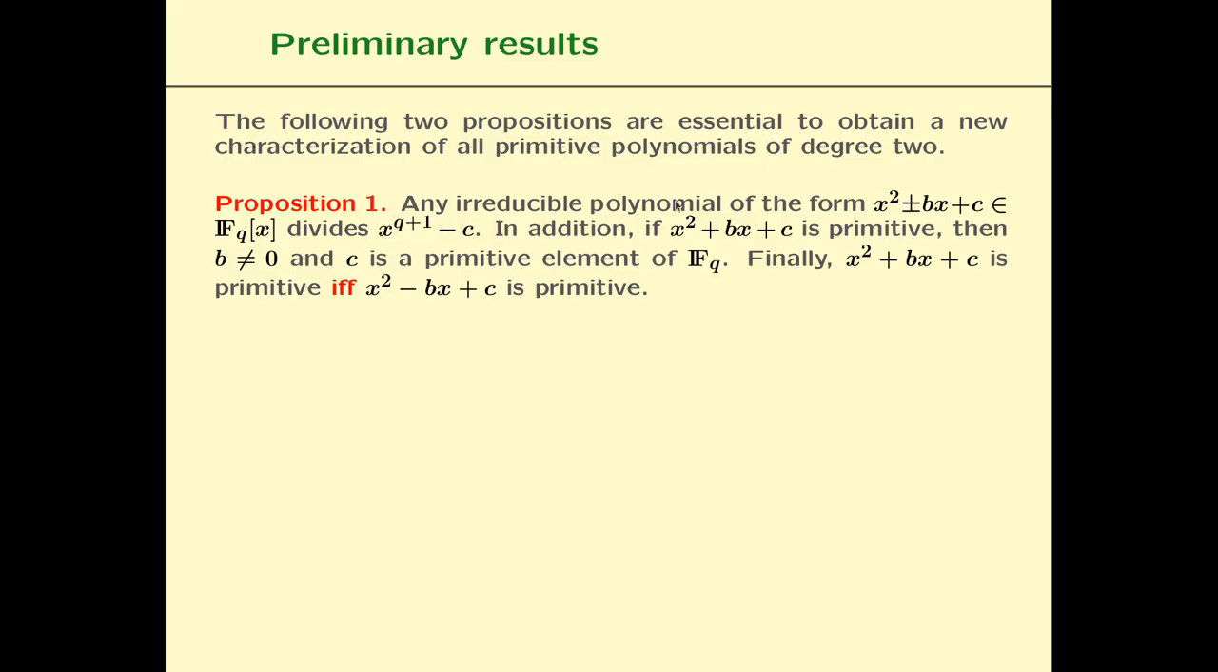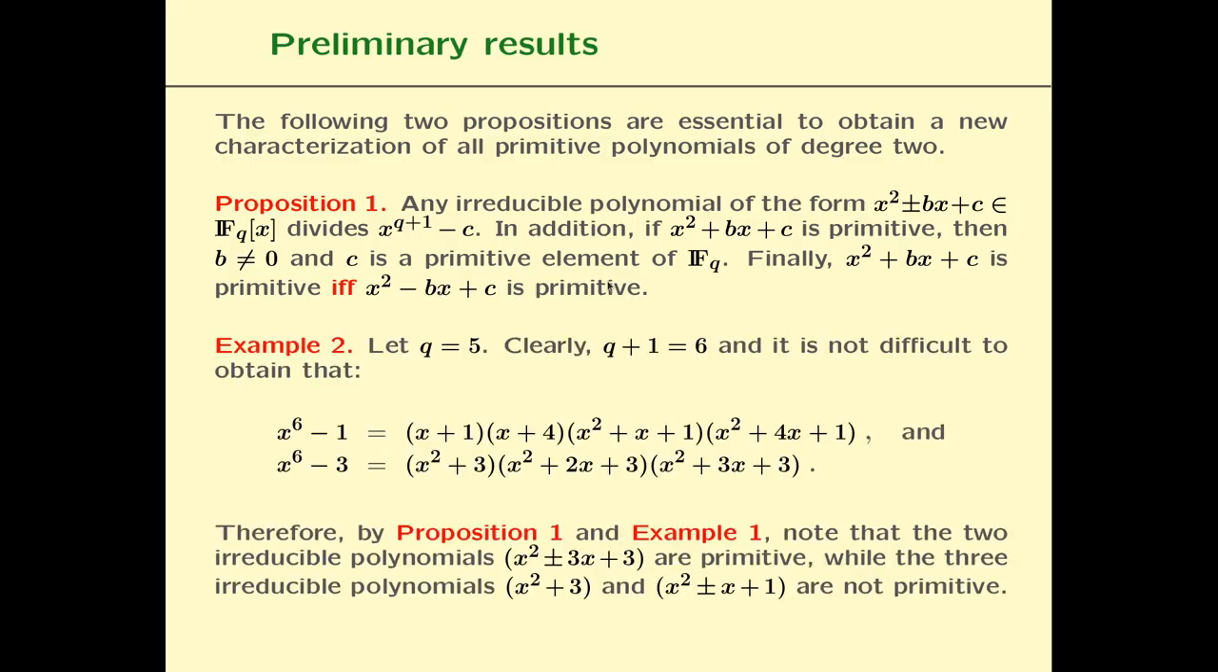In addition, if the polynomial x^2 + bx + c is a primitive polynomial, then its linear coefficient b must be different from 0, and its constant coefficient must be a primitive element in the finite field F_q. Finally, x^2 + bx + c is a primitive polynomial if and only if x^2 - bx + c is also a primitive polynomial.